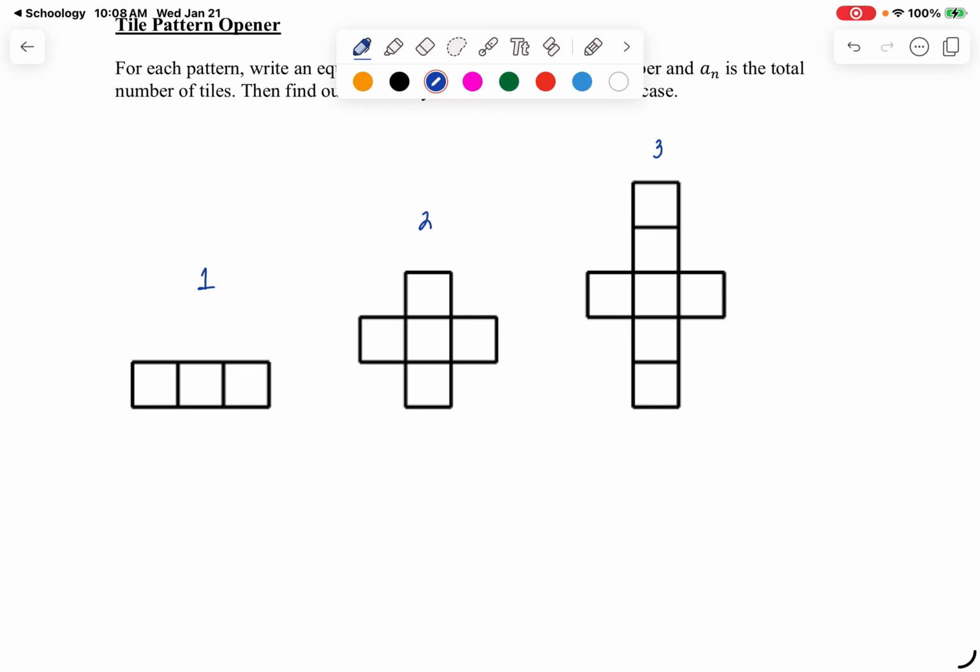So first we're looking for a pattern. And it's not necessarily the shape of it, but the number of tiles that we're looking at. If you look, this one has 3, this one has 5, and this one has 7. So what's going on here is that it's increasing by 2. Now, if you're noticing that it's increasing by 2 lengthwise, that's absolutely fine. But the whole point is that it's increasing by 2.